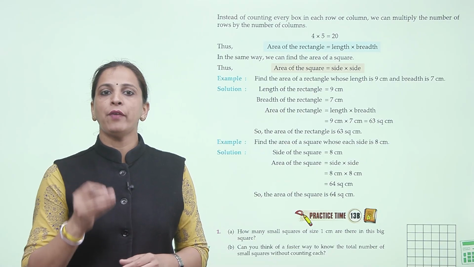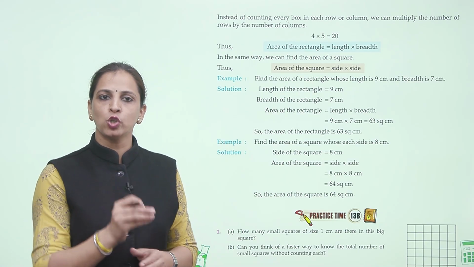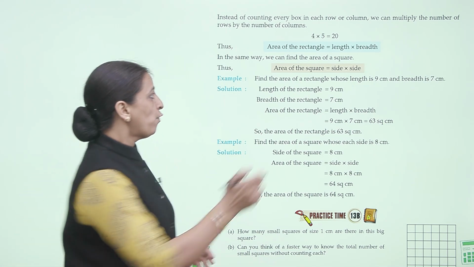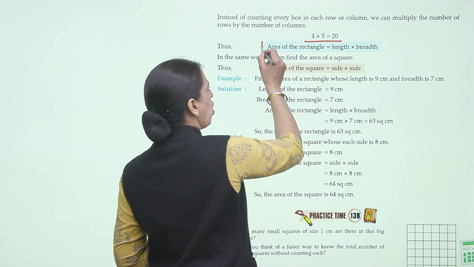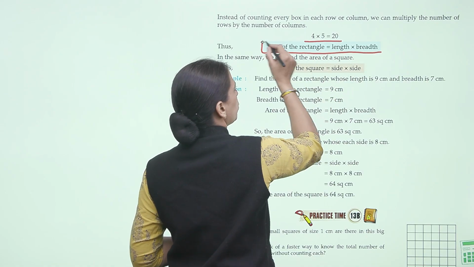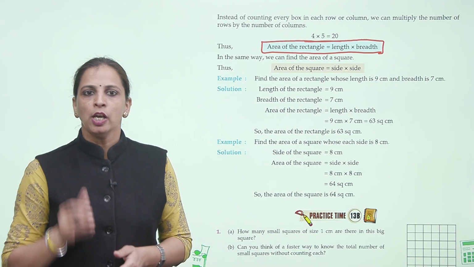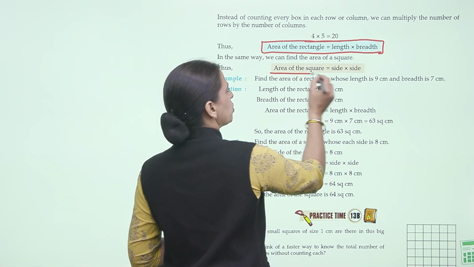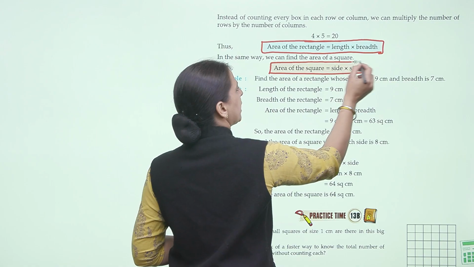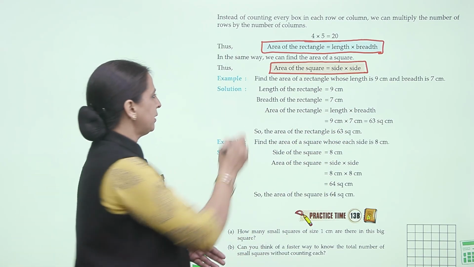Instead of counting every box in each row or column, we can multiply the number of rows by the number of columns. That is 4 multiplied by 5 is equals to 20. Thus, area of the rectangle is equals to length multiplied by breadth. In the same way, we can find the area of a square. Thus, area of the square is equals to side into side because square की all sides are equal. So, side multiply by side. Example करते हैं.